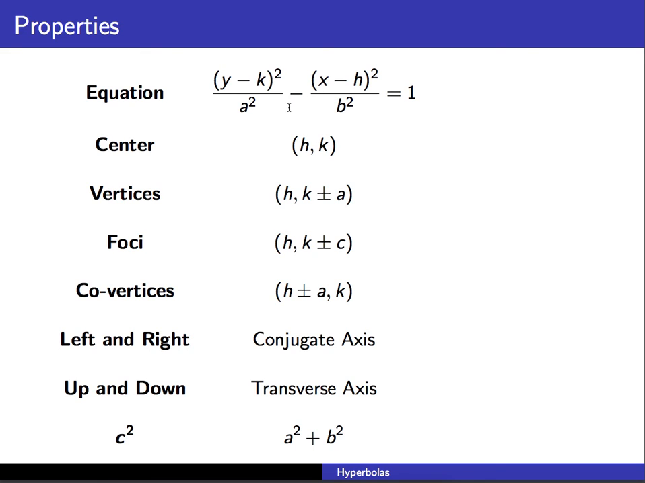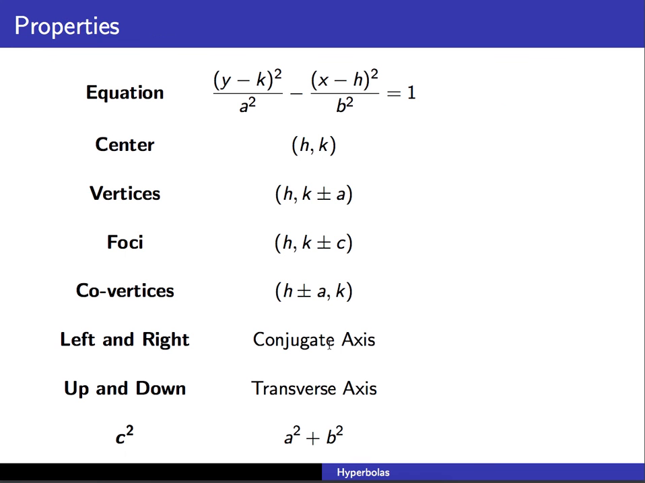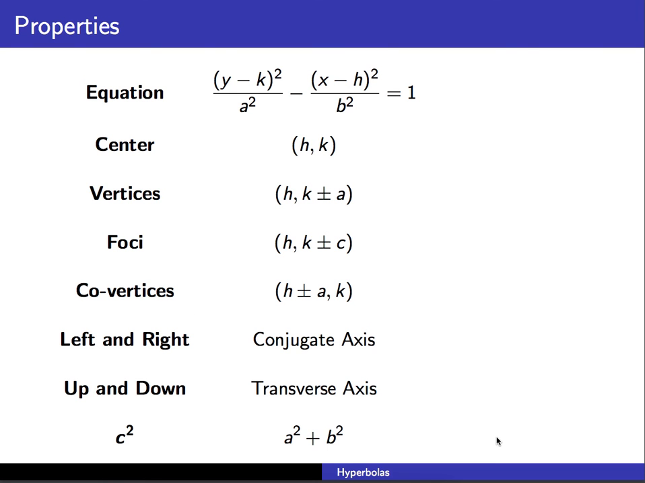So we have y minus k in parentheses squared over a squared minus x minus h in parentheses squared over b squared equals 1. Pretty much everything else is the same. The covertices here should be plus or minus b, so I apologize for that. Now going up and down is your major axis or your transverse axis, the hyperbola's form of that. And left and right is the conjugate axis, so the conjugate axis contains the covertices. The transverse axis contains the foci and the vertices. And then again, c squared is a squared plus b squared.